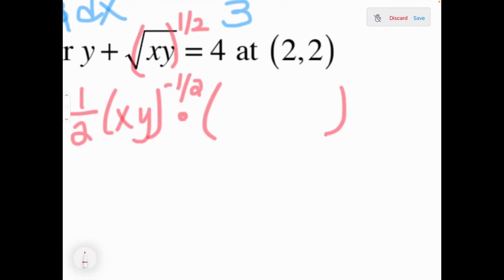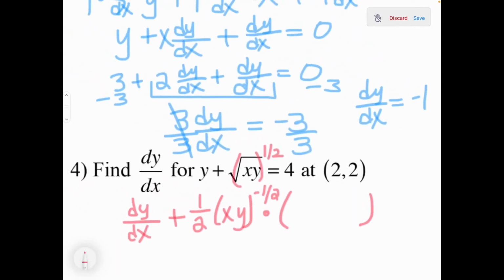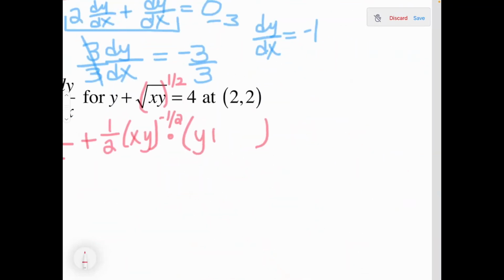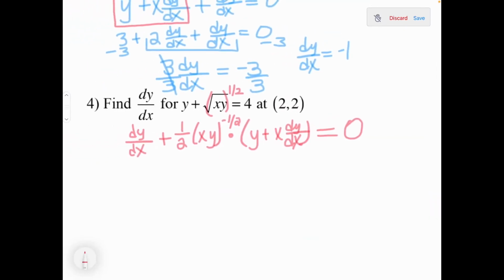So what's the derivative of xy? I told you this was going to show up again. If we go back up here, the derivative of xy is y plus x dy dx, and we can just transfer this down: y plus x dy dx. If you remember that, we don't have to work it out every time, but sometimes you're going to forget and you should be able to work it out. The derivative of 4 is 0. Rolling right along: dy dx plus 1/2 xy to the -1/2 times y plus x dy dx.